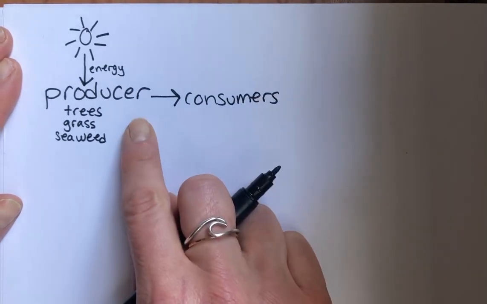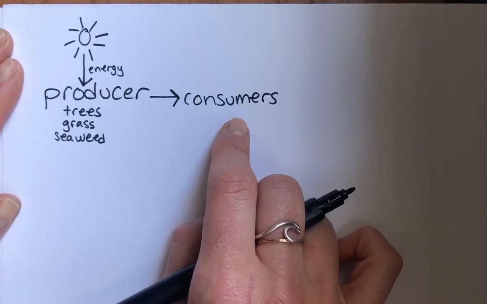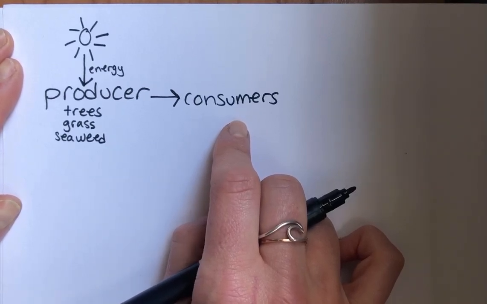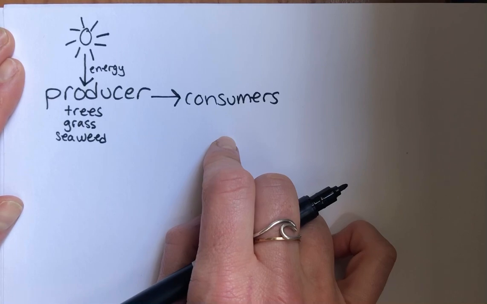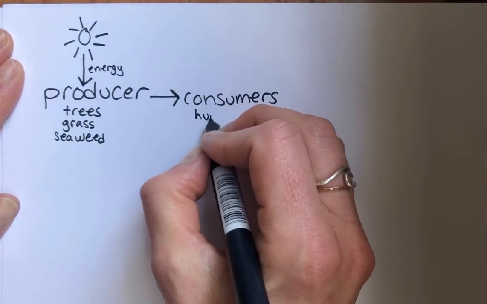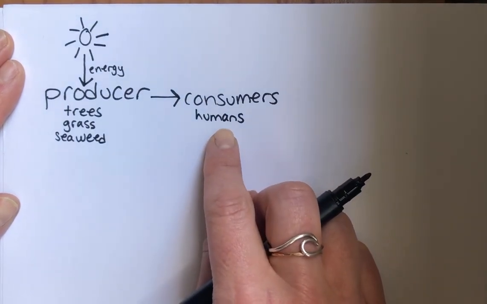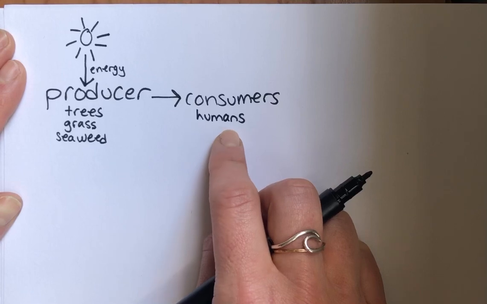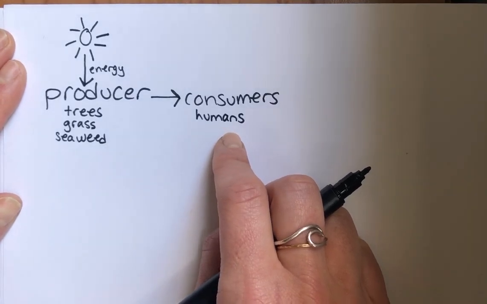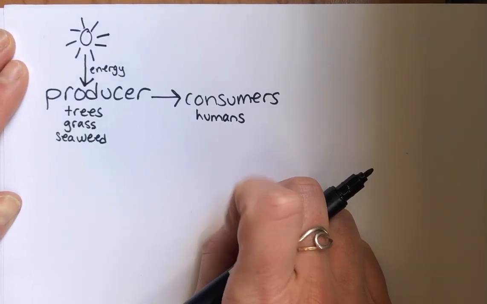So think about it this way. If we go stand outside in the sun, we will not make any food in our bodies. It will not happen no matter how hard you try. So consumers are us because we eat other living things to get energy. I'm going to pause there. I want you to think in your head, what else eats other living things to get energy?